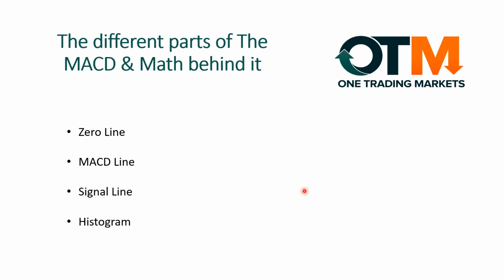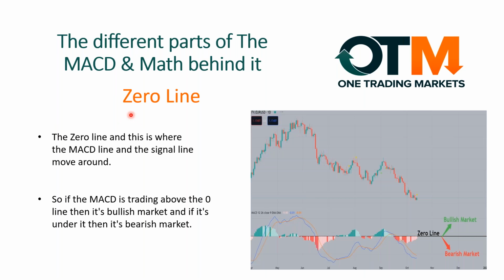All right, moving on. Let's start talking about the different parts of the MACD. So let's start with the zero line. Here is the zero line. Like they said, it's the line dividing the MACD. The zero line is where the MACD line and the signal line move around. Notice on the drawing right here how the MACD and the signal line go up and go down around the zero line.